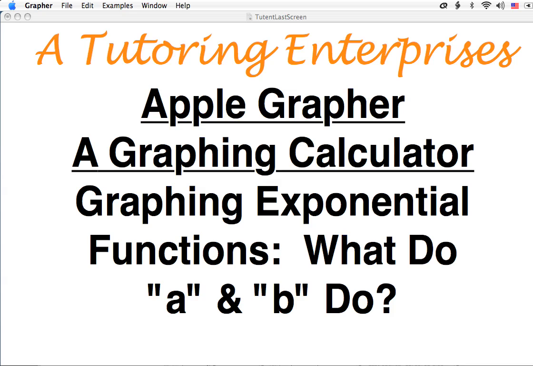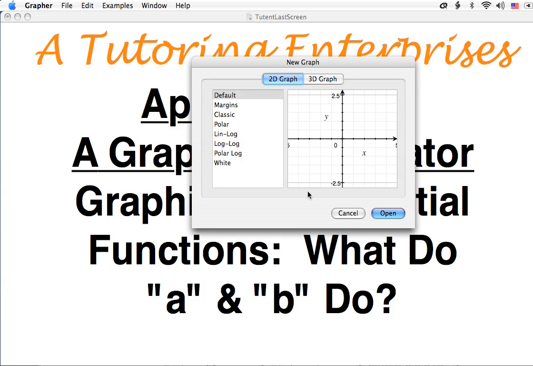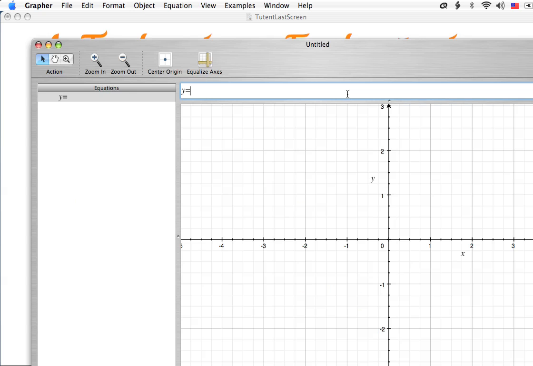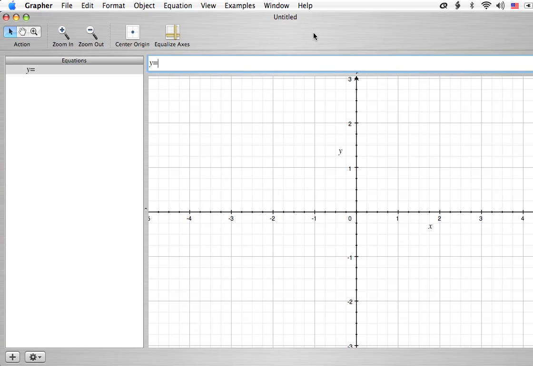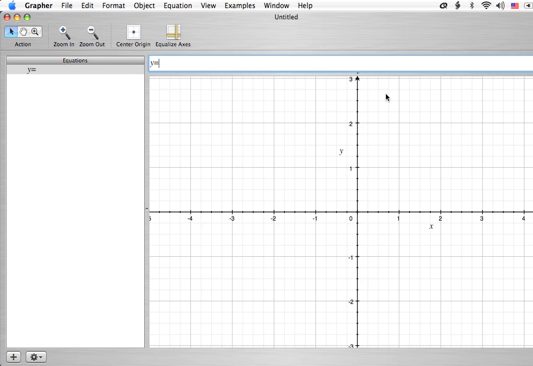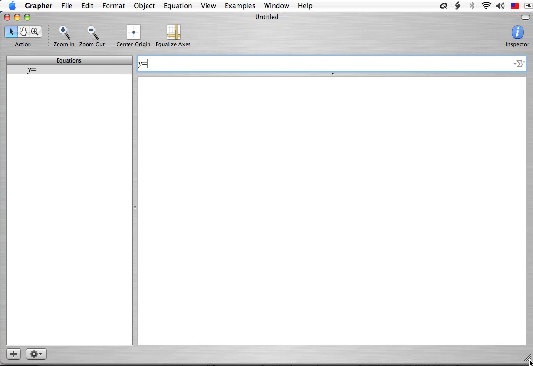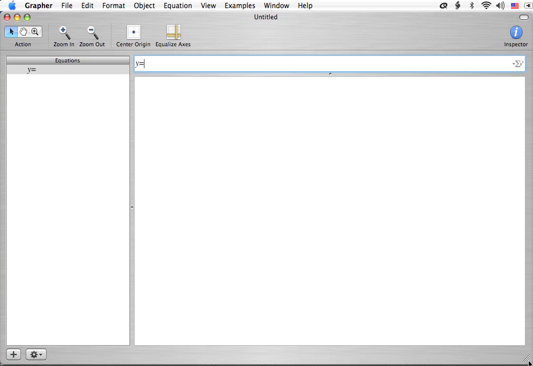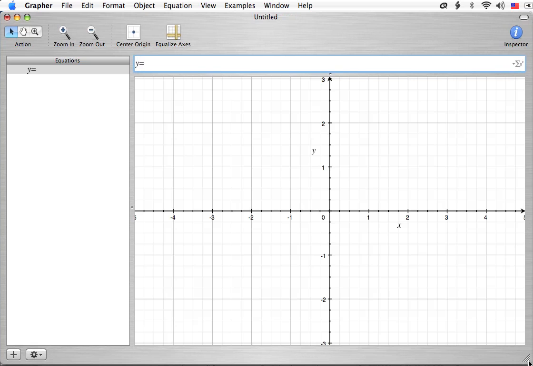Today I'd like to talk about graphing exponential functions and specifically what do a and b do. Alright, well let's go over to the old Apple Grapher and get up a 2D graph and we'll start to discuss this. Alright, let's resize the window, get it in your view. There we go. Alright, today we're going to have 4 different parameters.